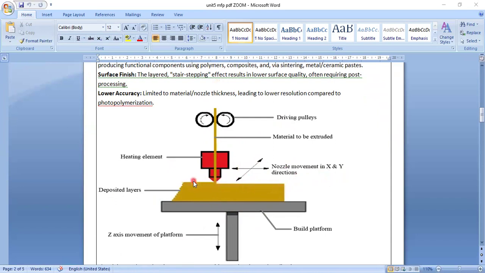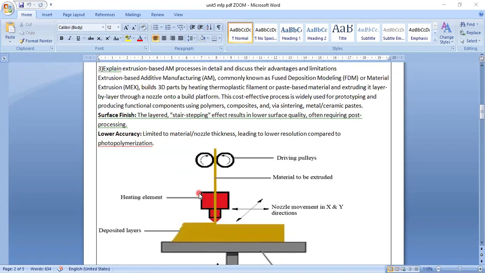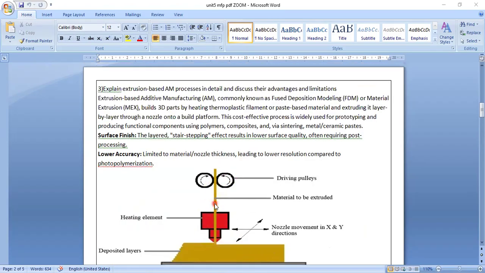We can move in the x direction and also in the y direction, and the bed can move up and down in the z direction, which is a super automatic process. So extrusion is done using this heating nozzle. The simple nozzle is a heated nozzle, and the filler metal comes continuously from the backside. Coming to the definition, extrusion-based additive manufacturing is commonly known as fused deposition modeling.